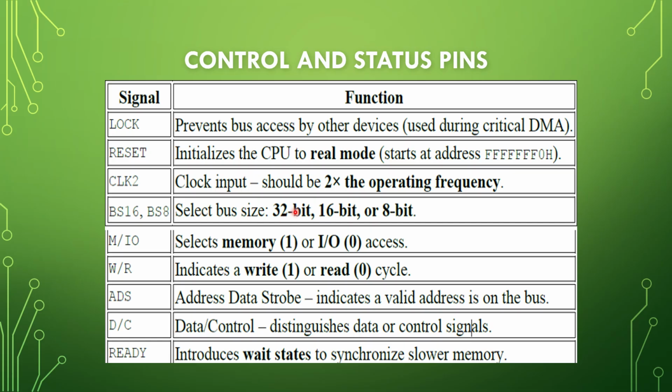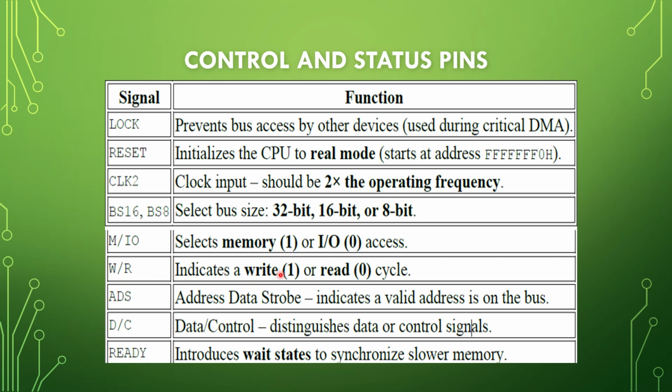So it indicates either 32 bit. If it is 32, it indicates 32 bit. If it is 16, 16 bit. Otherwise 8, then 8 bit. Then M/IO. It selects the memory and IO access: whenever it is 1, it selects memory, and 0 selects IO access.